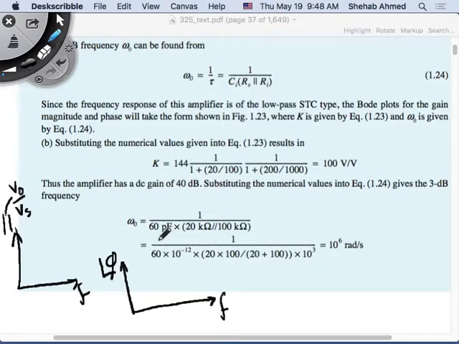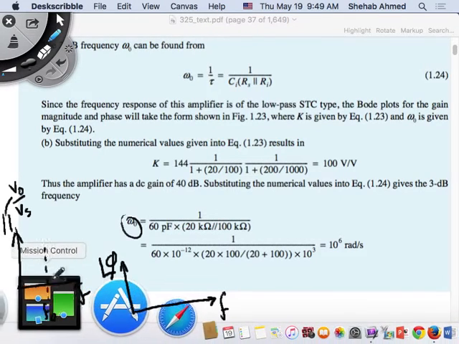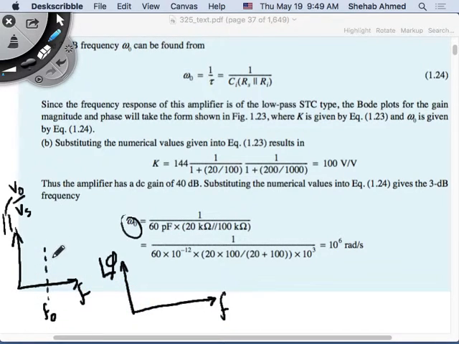Omega naught happens to be an interesting point because at omega equal to omega naught, or f naught in this case, I know what will happen to the magnitude plot. The magnitude plot will go from my DC gain, which is K. This is your DC gain in dB. At f equals f naught, the magnitude will go from your DC gain down 3 dB.